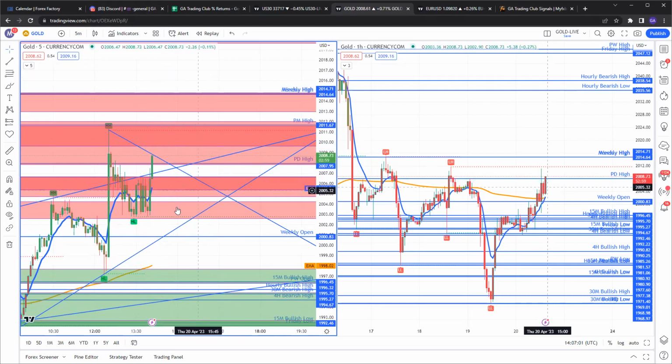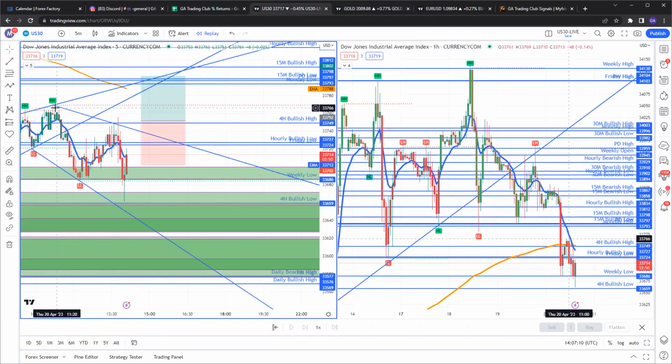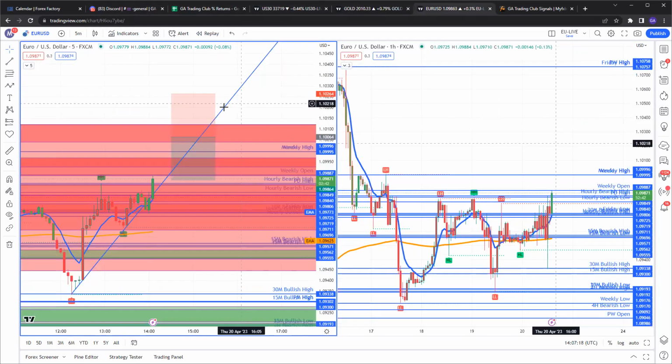So this is ideally just a matter of waiting. Here we are waiting for this trend line from the upside to be established. And same thing for US30, waiting for this trend line on the upside to be established with a lower high. And EU is pumping up, which is perfect.